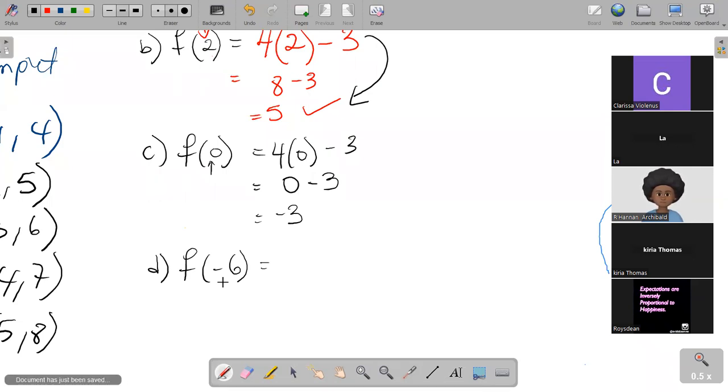Because we have to be confident when it comes to negative numbers. All right, let me take a look.